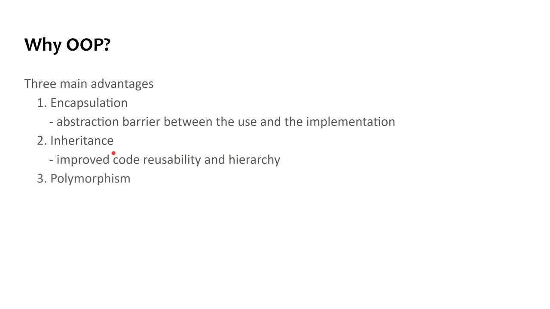And the third advantage is polymorphism. You can use the same function or method that gives different functionalities. So poly means multiple or many, morphism is shape. So even though you have the same function name, it will give you different functionalities for different objects.